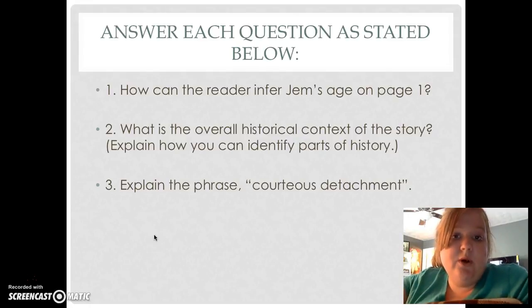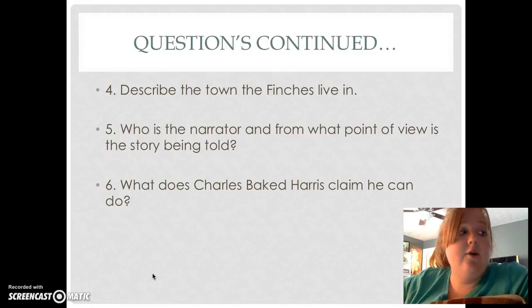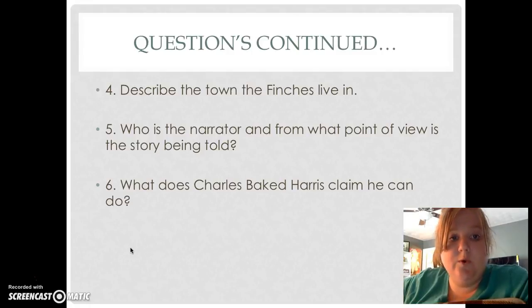Think about what the word courteous means and think about what the word detachment means. 4, describe the town the Finches live in, which we talked a little bit before of the text of what they lived in, where they lived. 5, who is the narrator and from what point of view is the story being told? Again, please review the beginning of the notes of exactly what needs to be answered here.